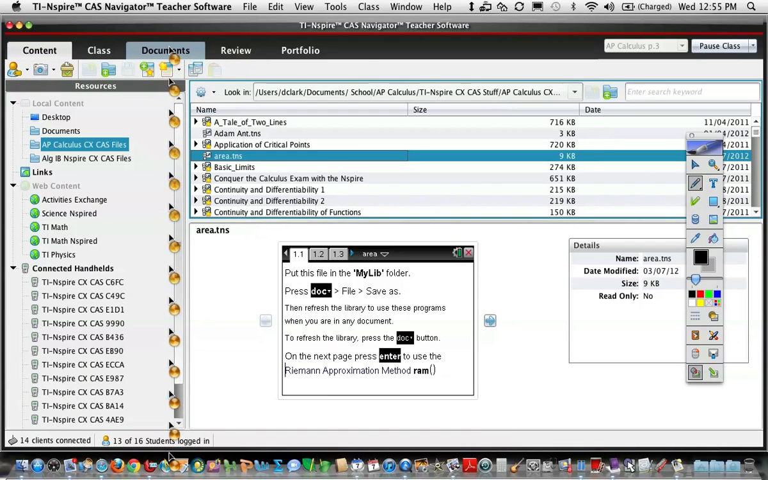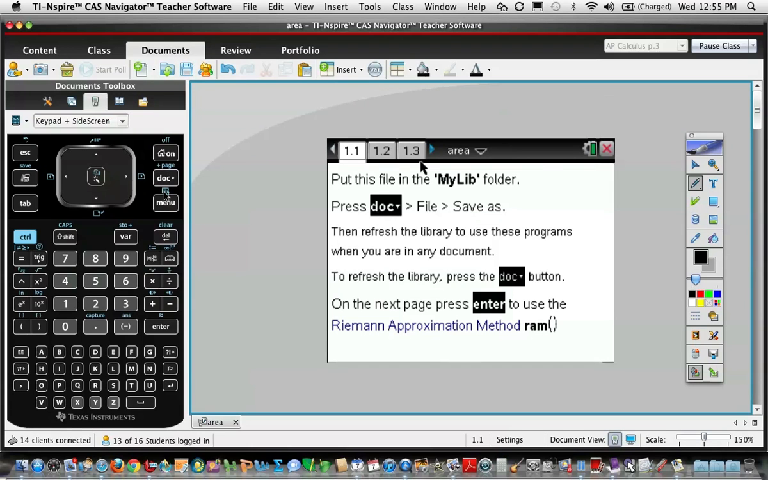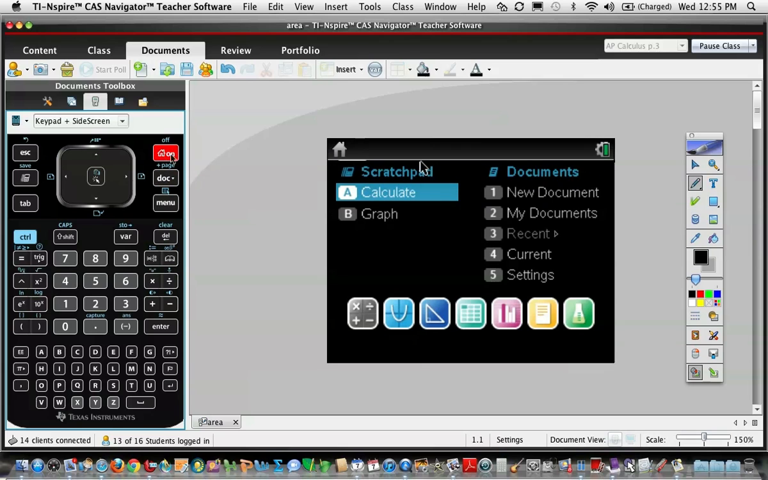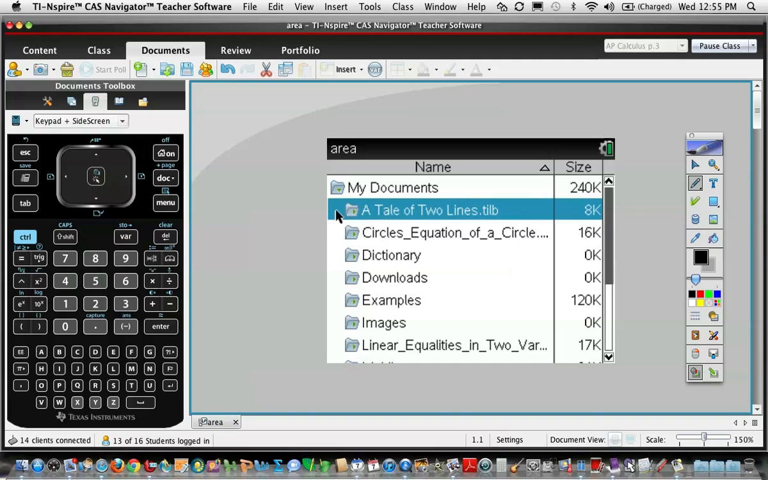So this is called the area program. Go to your home screen, go to My Documents, and go into the MyLib folder. That's your library. And then go ahead and open up the area program that I just sent you.